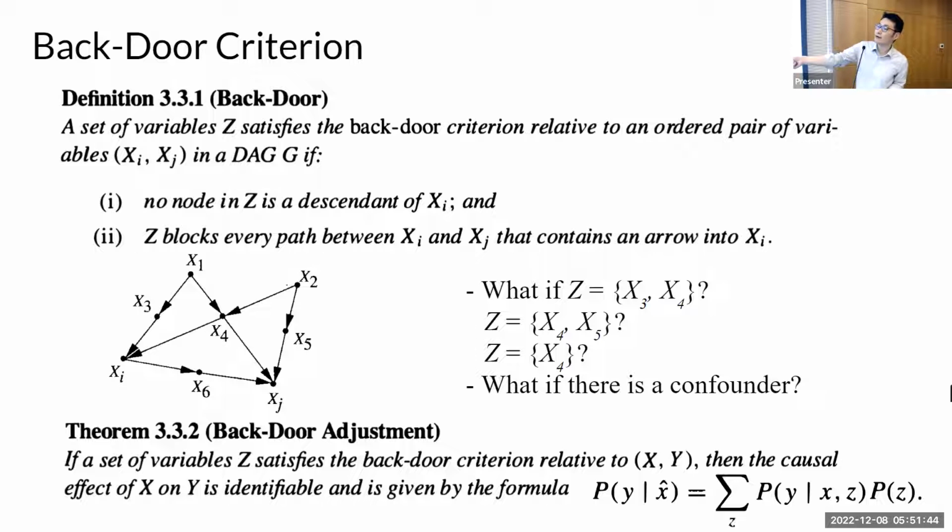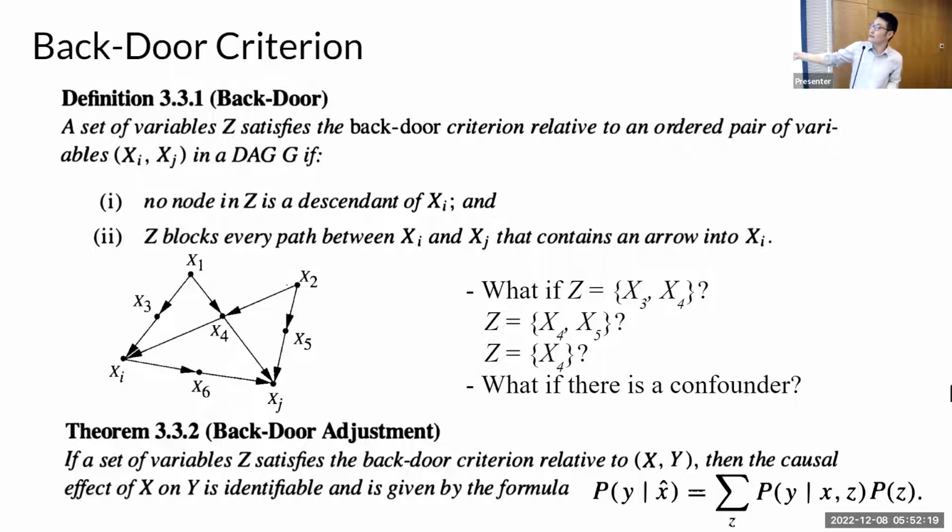Now we are talking about Xi and Xj, and we want to see whether Z satisfies the backdoor criterion relative to Xi, Xj. We have two conditions. What if Z is the set of X3 and X4? Do you think the backdoor criterion is satisfied? First, is the first condition valid here? No node in Z is a descendant of Xi. Yes or no? Is that true? That's true, because the only descendant, X6, is not there.